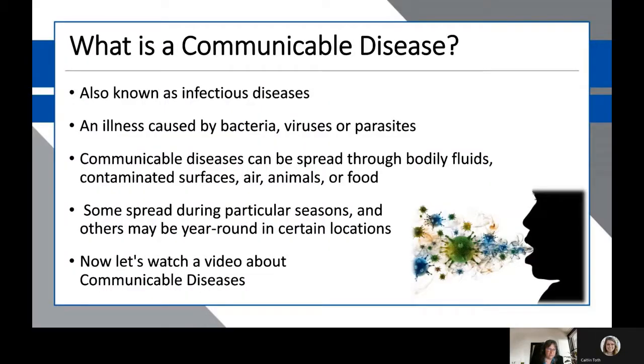What is a communicable disease? This is also known as an infectious disease. It's an illness caused by bacteria, viruses, or parasites. And communicable diseases can be spread through bodily fluids, contaminated surfaces, air, animals, or food. Some spread during particular seasons, and others may be year-round in certain locations.